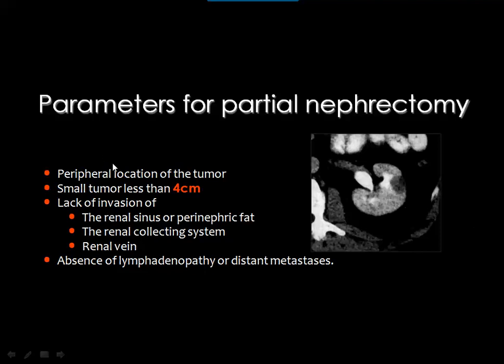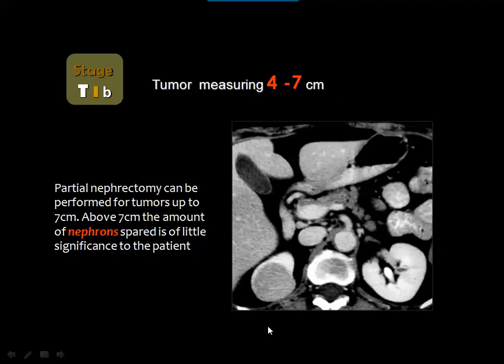Then these are the criteria. Number one, the peripheral location of the tumor, and the tumor is stage 1 T1A, meaning that it is less than 4 centimeters in diameter, and there is no invasion of the renal sinus fat, no invasion of the collecting system, and of course no extension into the renal vein, with no regional lymphadenopathy or distant metastatic disease.